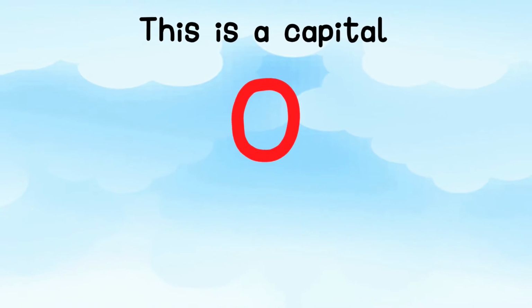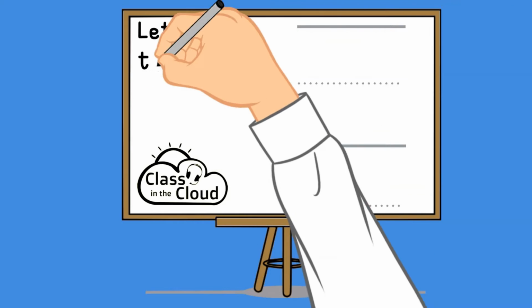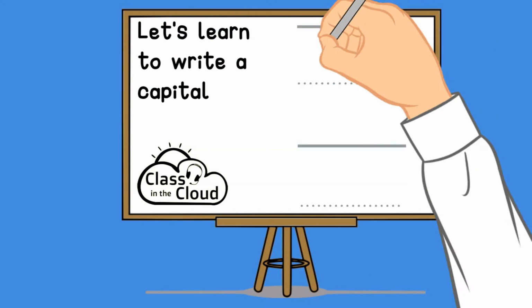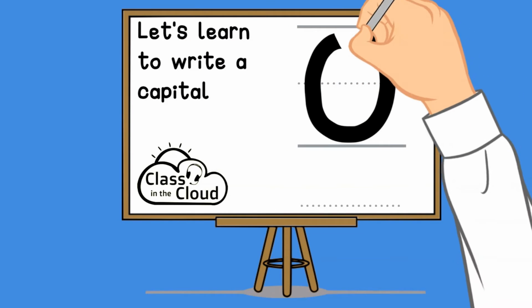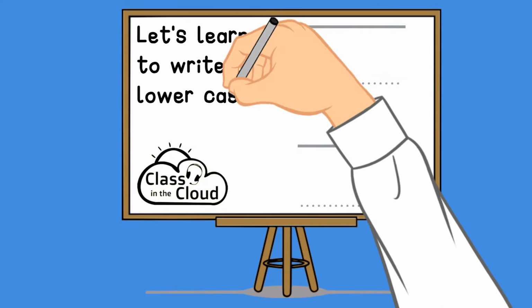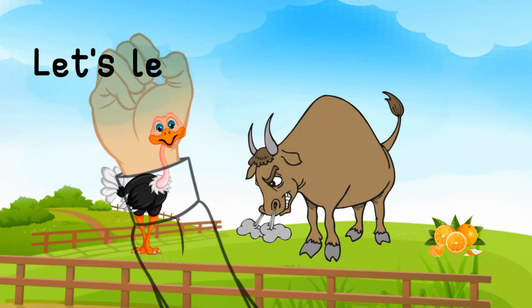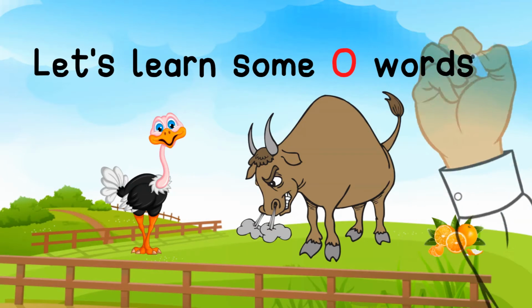This is a capital O. This is a lowercase o. Let's learn to write the capital O. O. Let's learn to write the lowercase o. O. Let's learn some O words now.